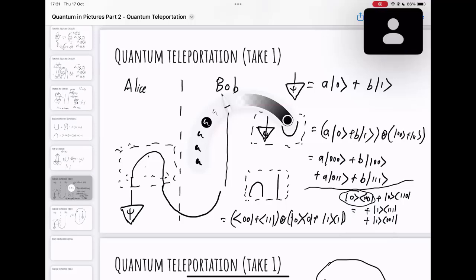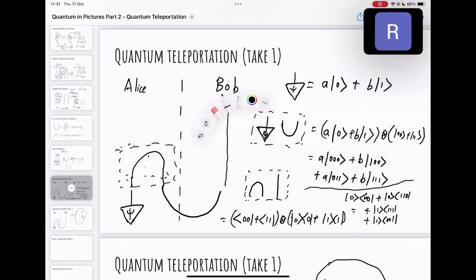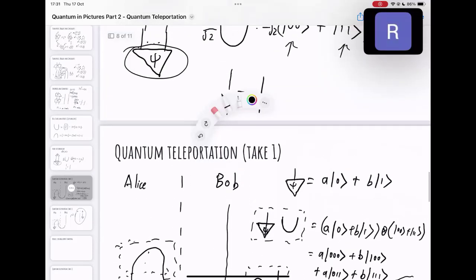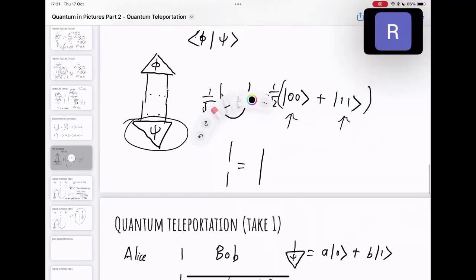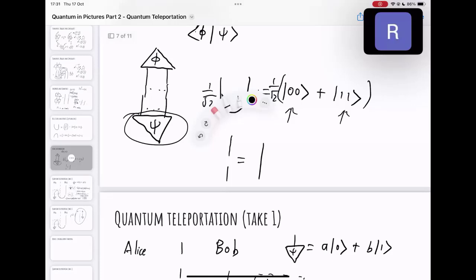Does the tensor product commute when you take the tensor product of two states? That's a good question. In general, tensor products do not commute, and you can find very simple examples that don't commute.